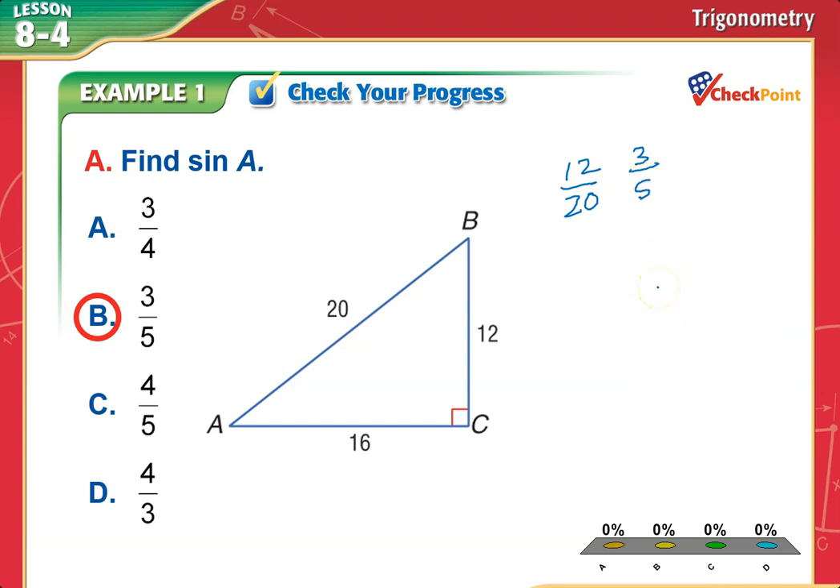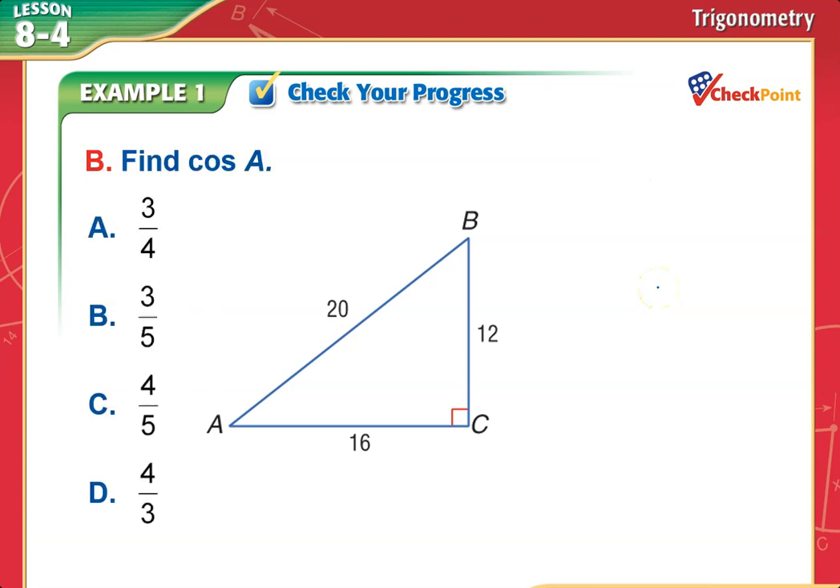Okay, check your progress. You're going to find cosine of A. Go ahead and pause your video. Good, cosine of A is going to be 16 over 20, which reduces down to 4/5.